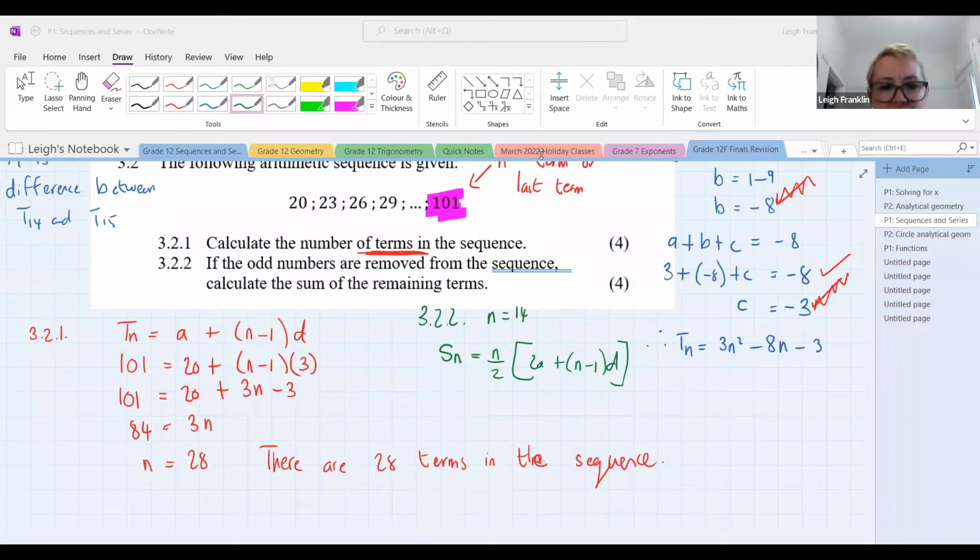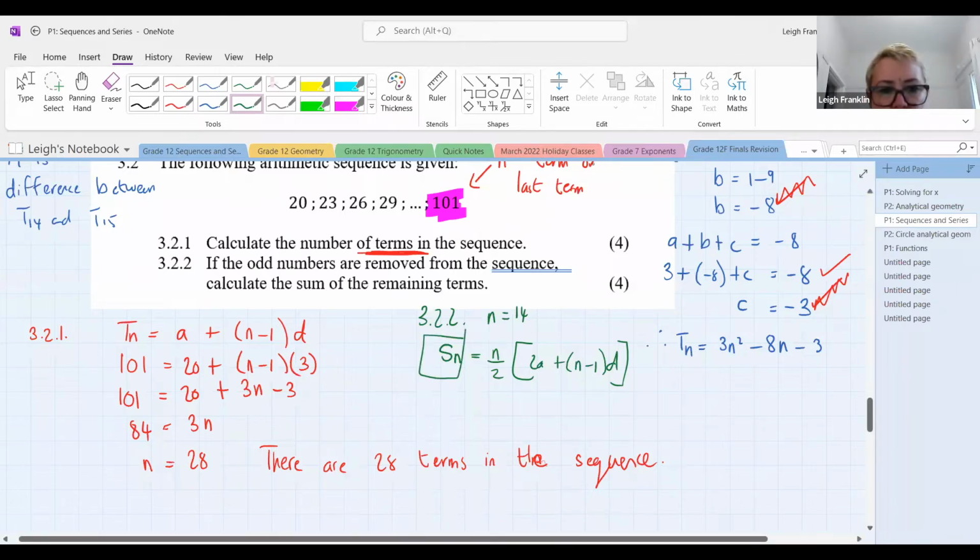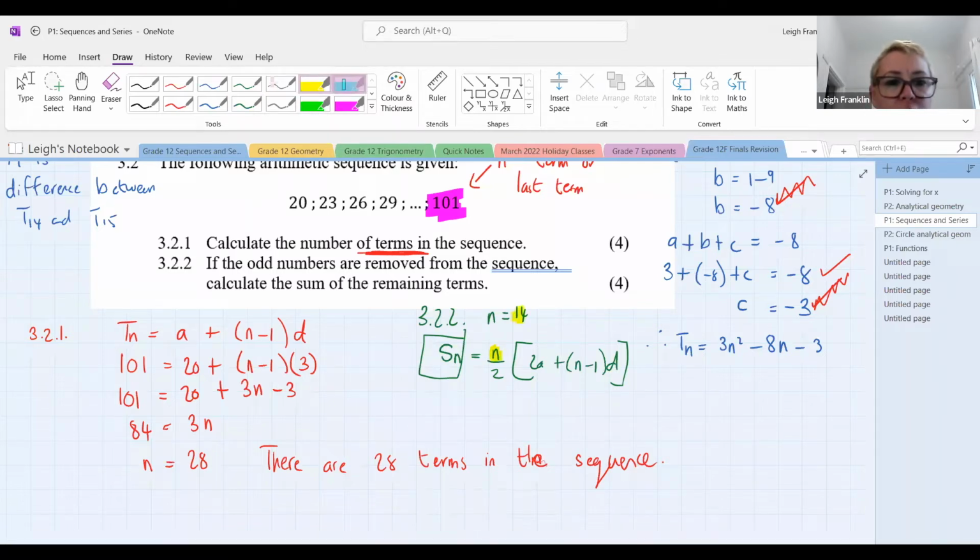Exactly. So Sn is what we're solving for. This is the one that we want. So that means we need to know n, which we do. We also need to know a, and we also need to know d. So now the question is, what's a and what is d?